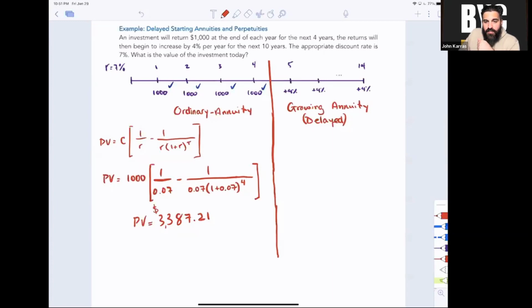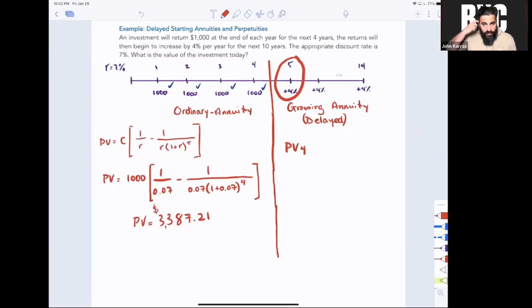Get PV5, then make it PV0. Okay, you're 99% right. You're both saying PV5, but will it actually be PV5? PV6? No. PV4. Okay, remember the rule. The PV is always one period before the start. So because your growing annuity starts here, you're going to find PV4.